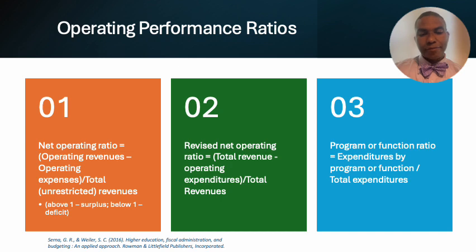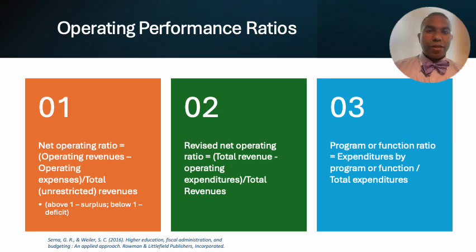And if you have a ratio below 1, it means you have a deficit. Now, the challenge here is that the way a lot of colleges operate, they're always going to have a ratio below 1 because a lot of their income comes from non-operating revenues.